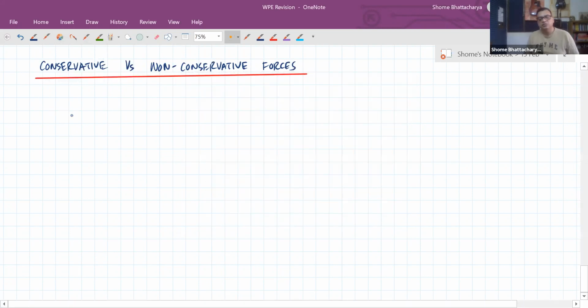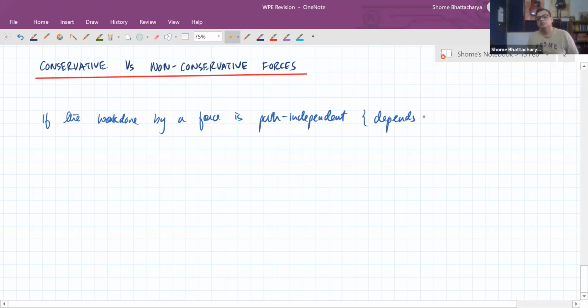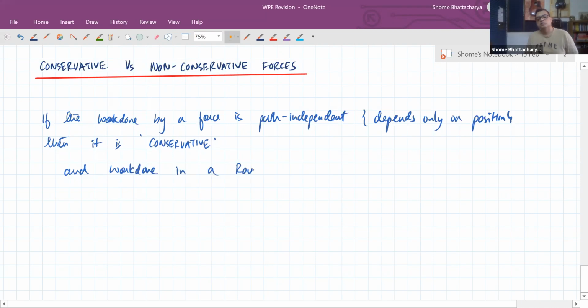Okay, so we had seen that the definition of a conservative force is a force such that if the work done by the force is path independent, that is, depends only on position and not on the path from one position to another, then it is called a conservative force. And the work done in a round trip or closed loop path by a conservative force must always be zero.